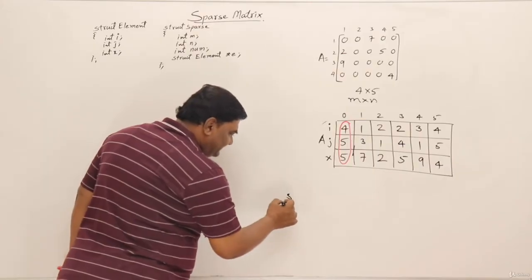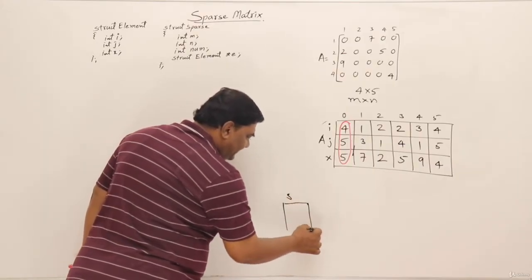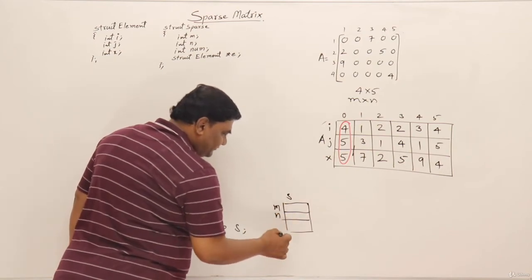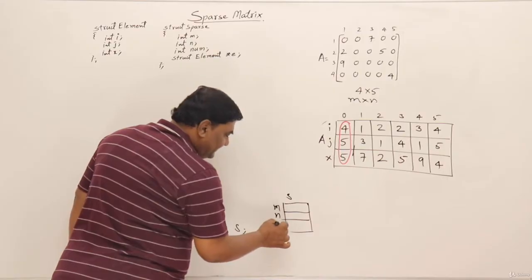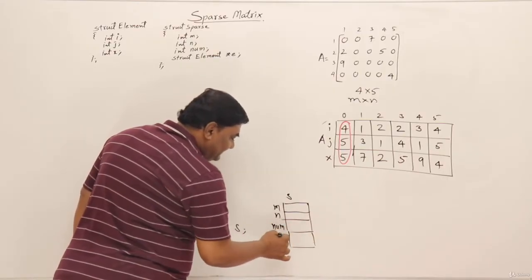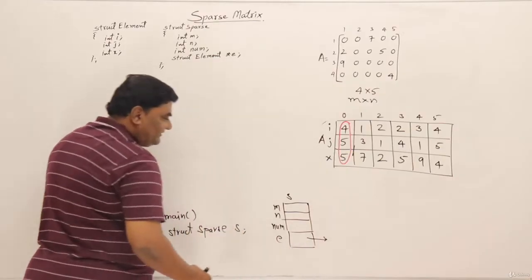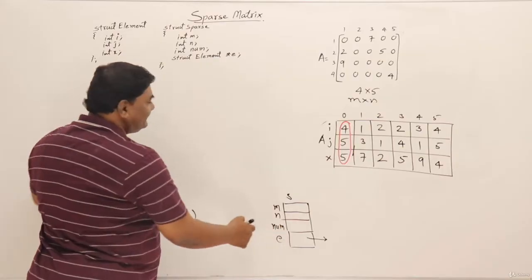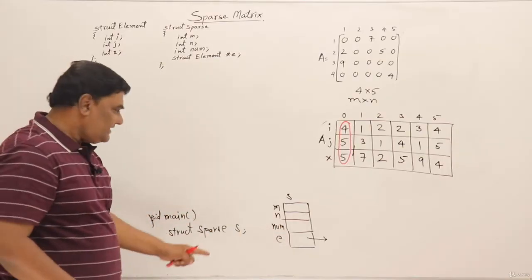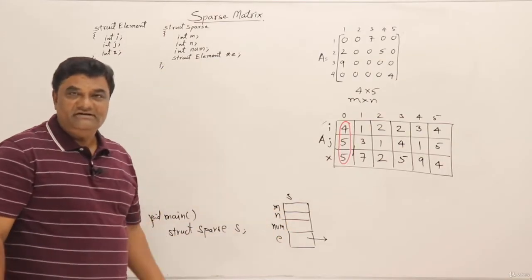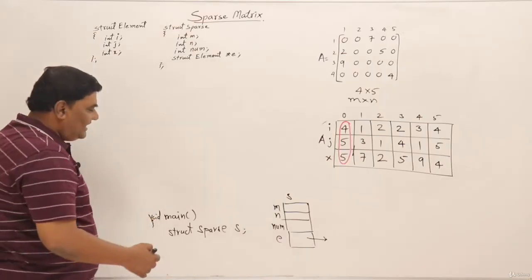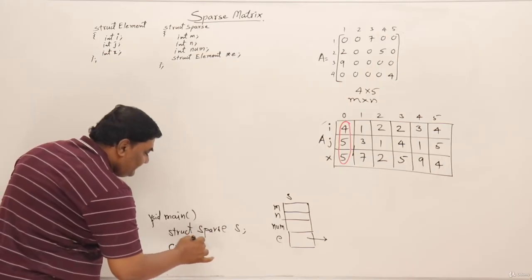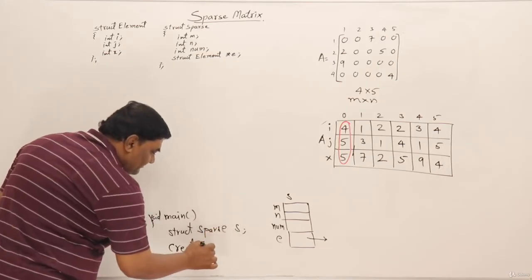If you look inside S, what are the things it is having? So S is having M, that is number of rows, N, number of columns, and num, that is number of non-zero elements, and E, that is a pointer which can hold a list of elements. So this is M, N, number of elements, and E is a pointer for list of elements. So this is how I got a structure, an object. Let us call it as object. Now I will have a function called create. So let us call a function as create, which will send this structure by reference.